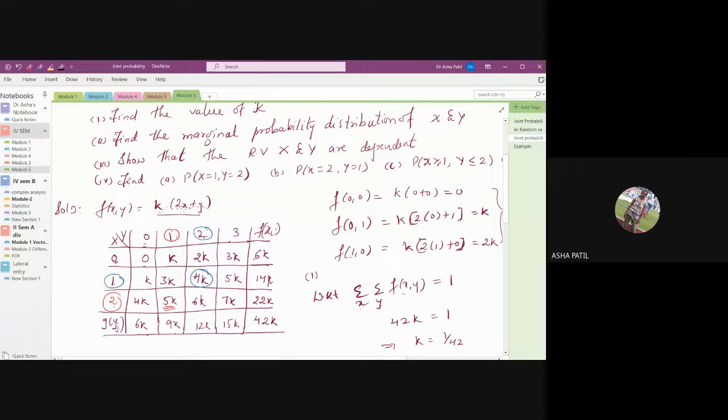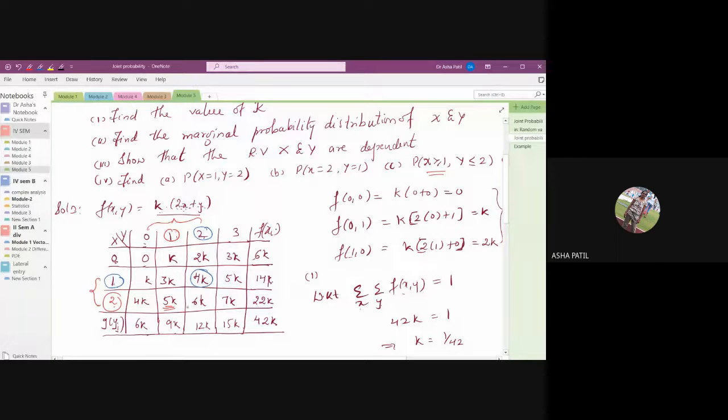Probability that x is greater than or equal to 1, y is less than or equal to 2. What will you mean by that? X is greater than or equal to 1 means which are the values? 1, 2. Not 3, x value. X is greater than or equal to 1 means it should be 1 and 2. Y is less than or equal to 2. Equal to is also there. That means 0, 1, 2.